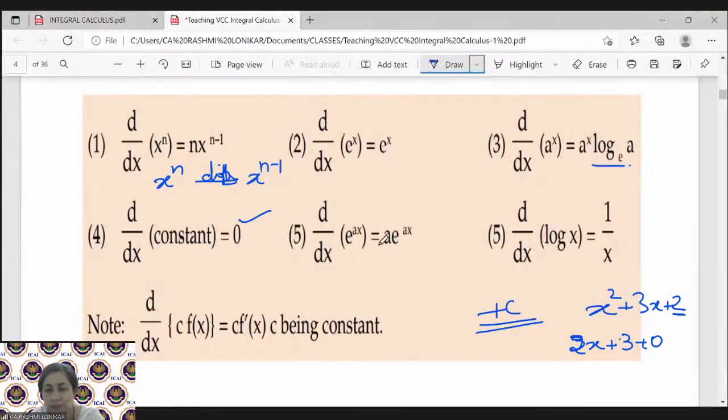Then d by dx of e raised to ax is a into e raised to ax. d by dx of log x is 1 upon x.